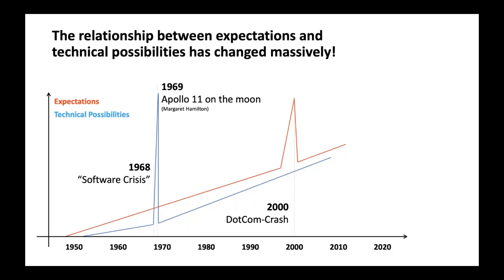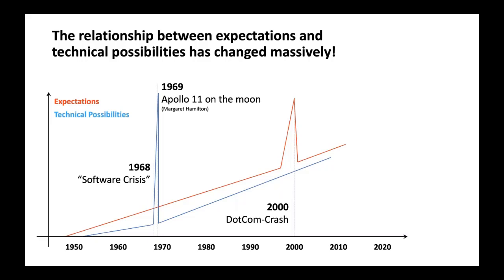When you look at the IT industry history, you can see on this picture that we still have a gap between technical possibilities and the expectations of our customers. A major event in this history was Apollo 11 on the moon.